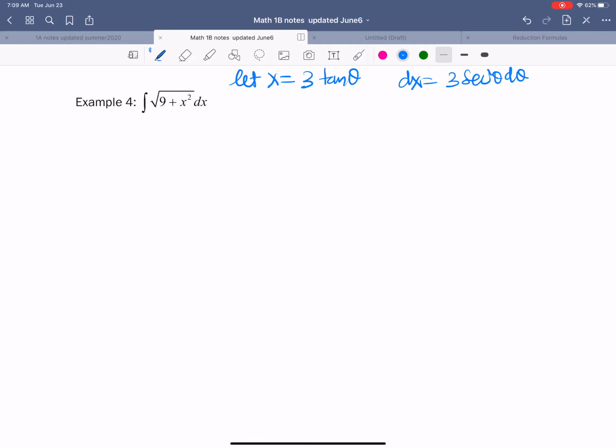Okay, let's go ahead and replace in our integral 9 plus 9 tangent squared theta, because you're substituting x here, but then you also have to square that x, because x squared would be 9 tangent squared theta. Okay.